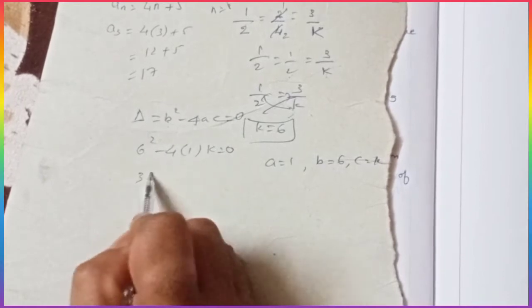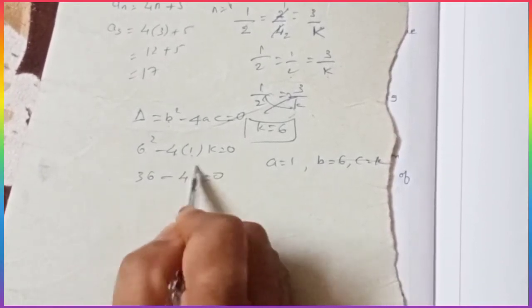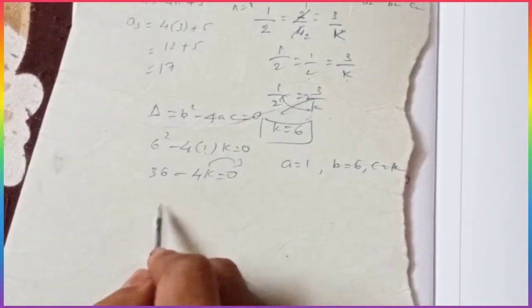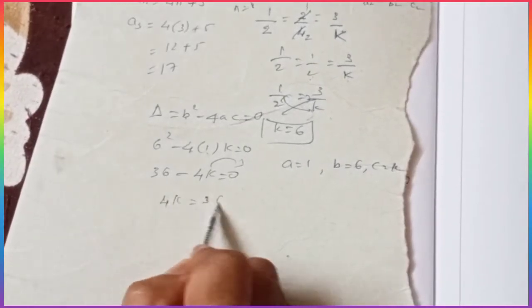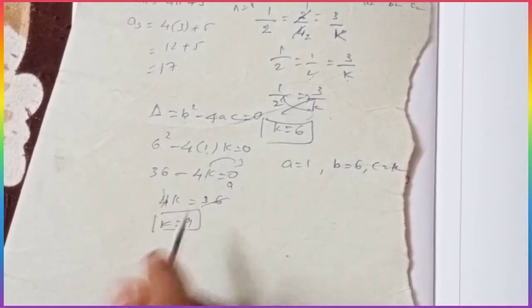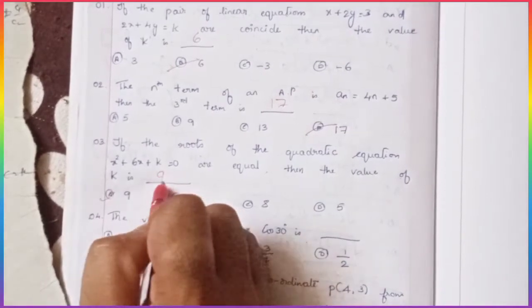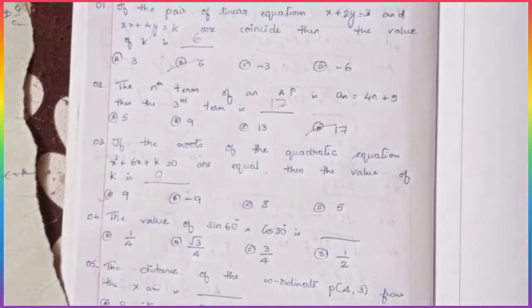6 square is 6 6s are 36, 4 into 1 is 4, 4 into k is 4k, is equal to 0. Transposing minus 4k to the other side of the equals, it becomes plus 4k, equal to 36. 4 nines are 36. So the value of k is 9. I hope that you have understood this one. So the correct option is A, that is 9.